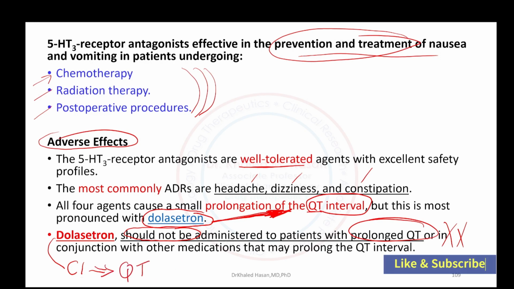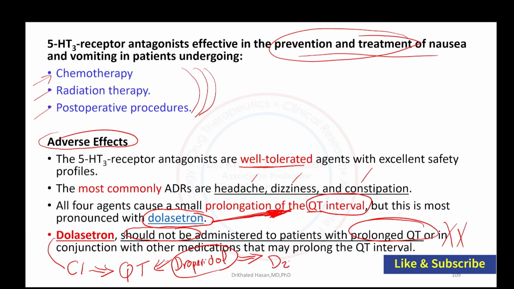Give me another medication belonging to the antiemetic medications that may cause prolonged QT interval. If you answer this question, what we have here is droperidol. Droperidol may cause prolonged QT interval, and dolasetron causes prolonged QT interval. What is droperidol? Which medication class does it belong to?